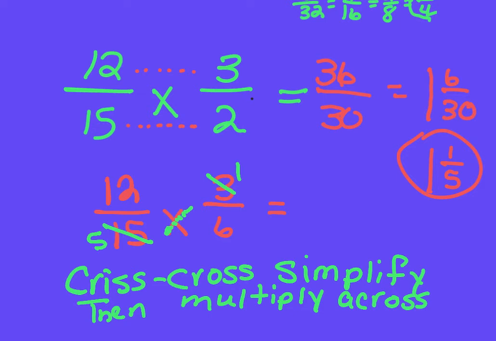So now you have 12 over 5 and 1 over 6. You no longer have a 3. You no longer have a 15. So I'm going to look this way now and see if I can simplify in this direction. So we're looking at our 6 and our 12. 6 will go into 6 once. 6 will go into 12 twice. Now, the direction says crisscross simplify, I did, then multiply across.